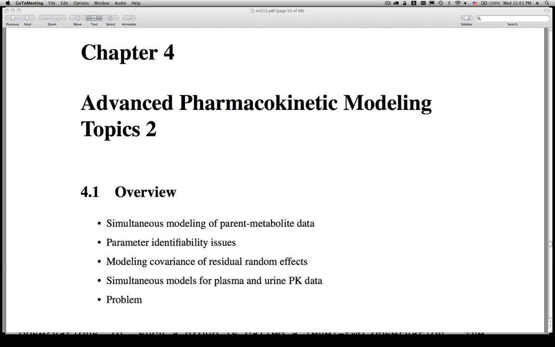We'll also address this issue of the covariance of residual random effects. This is the first time that we're able to do that in this course at least, with a multivariate endpoint, and so we'll illustrate how to do that as well. And then adding on to that parent metabolite analysis, which was based on plasma concentration data, we'll add urinary collection data and see what that does to the identifiability as well as the way we propose the model and the data set. And then you'll have a practice problem as an assignment.